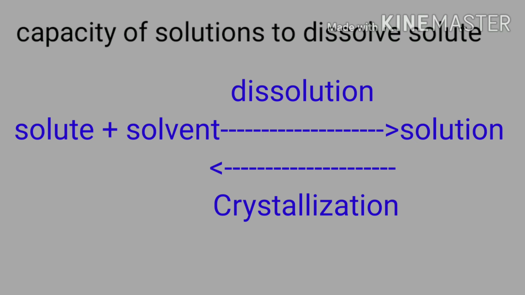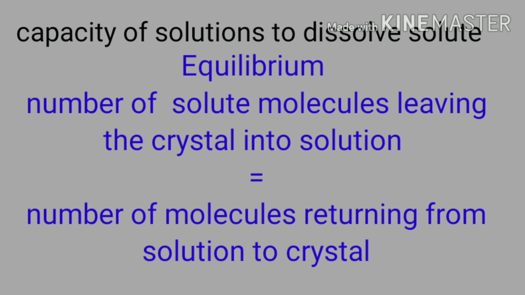Now how is this equilibrium achieved? First, dissolution takes place, that is solute and solvent both mix and give your solution. Now if the amount of solute becomes more, then the solution becomes saturated. This is the point when it starts crystallizing out. So how is this equilibrium attained? The number of solute molecules leaving the crystal into the solution becomes equal to the number of molecules returning from the solution to the crystal.